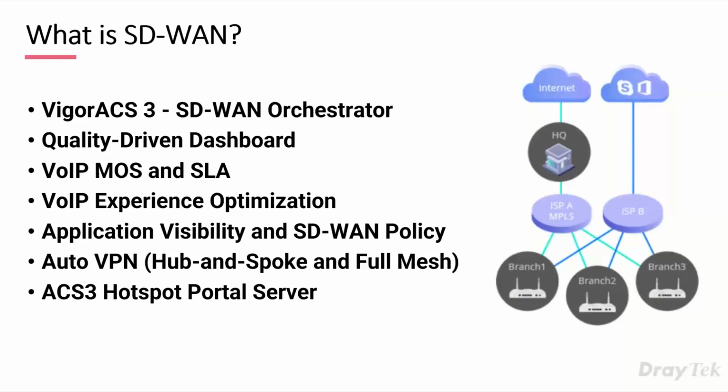Application visibility and SD-WAN policy. The visibility provides network admins with detailed network insights to understand data usage from each single client, via which WAN, to which application, at what time, and we'll have a look at this in a moment. Auto VPN, hub and spoke or full mesh. This is a very important component of SD-WAN. By using this feature, we are able to establish VPN tunnels in a snap using the hub and spoke or full mesh models.